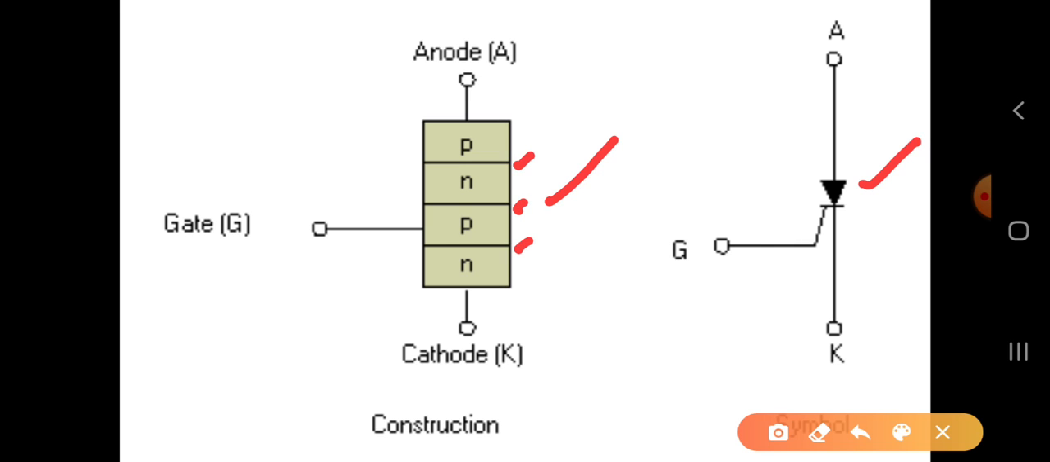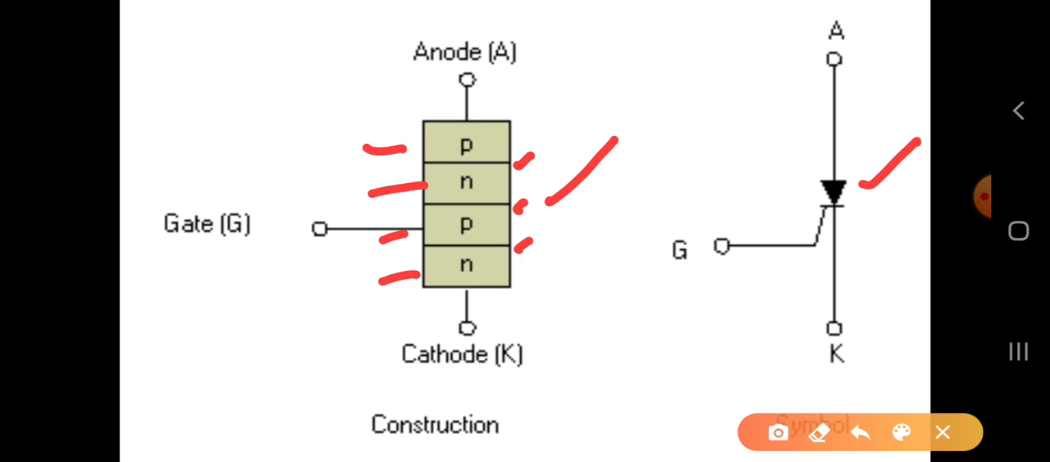You may ask me, sir, if it has three junctions, then how many layers does it have? Obviously, if you observe here, if it has three junctions, then it has 1, 2, 3, and 4 layers. So what are those 4 layers? They are P layer, N layer, P layer, N layer. So the number of layers is total 4, and these layers are creating 3 junctions.